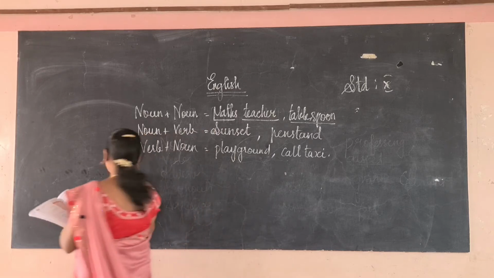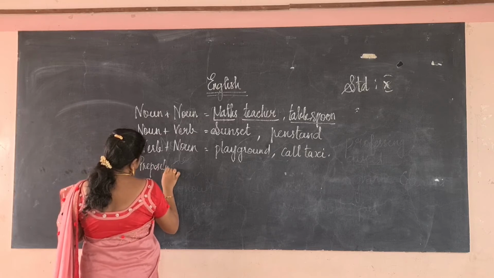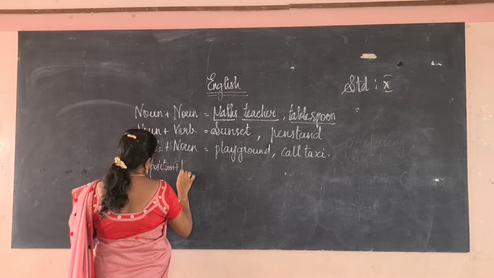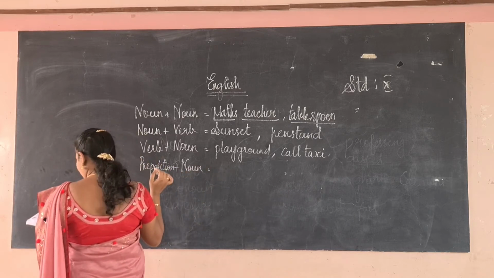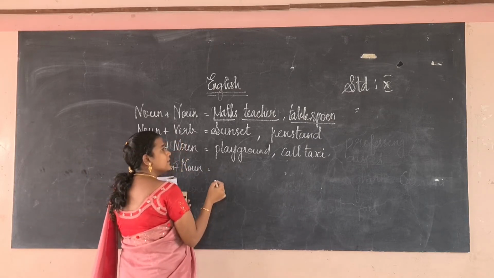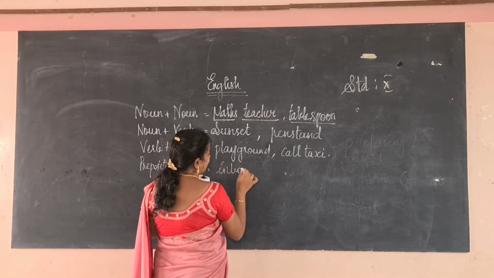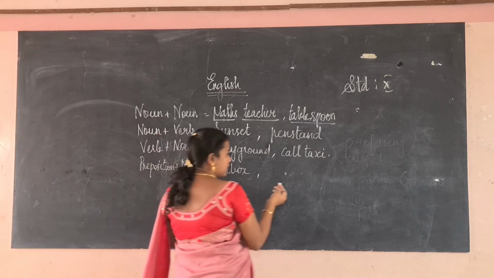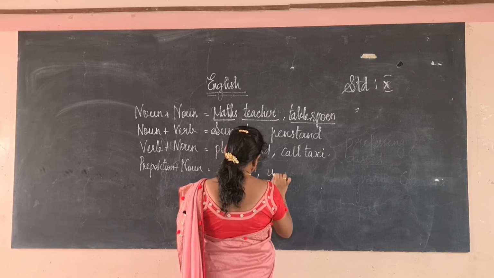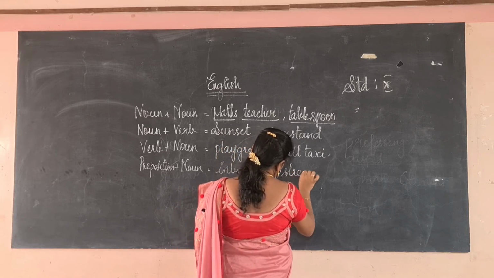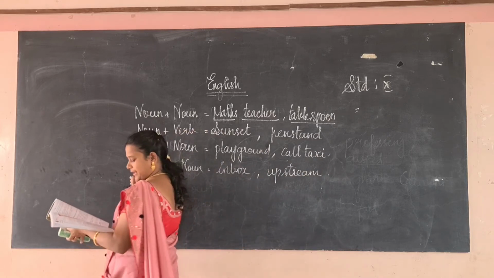What's the next one? Preposition plus noun. There they have given overcoat. So we will write inbox. In is a preposition and box is a noun. Next, inpatient, outpatient, we can write anything. Upstream, downstream, underground, underworld.